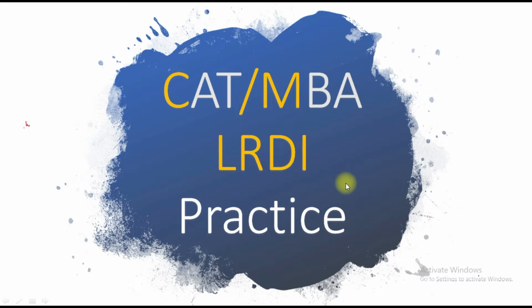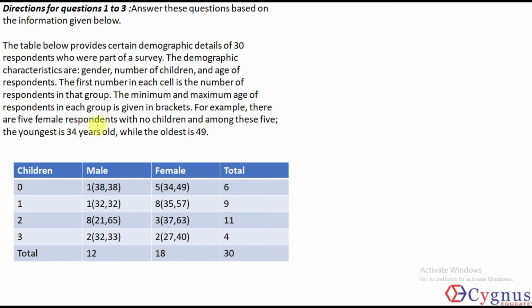Let's look at the caselet. A survey was done about the number of children and gender, male and female. The first number in each cell is the number of respondents in that group. If you look at the first column, this is the number of children. Here, male respondents are 1 and female respondents are 5. Total number of respondents is 6.